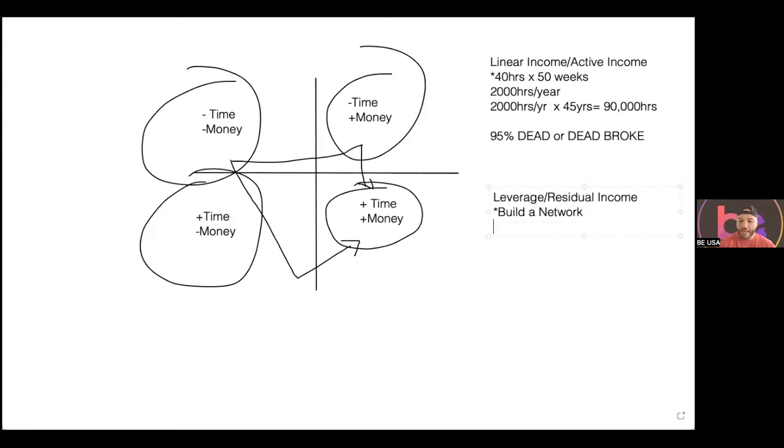Now, most people that you talk to, what's the first thing that they're going to ask you? How do you build a network? Right? Well, how do you build a network, man? You showed me this quadrant. I'm scared to death of the linear income. I don't want that for my life. How do I build a network?